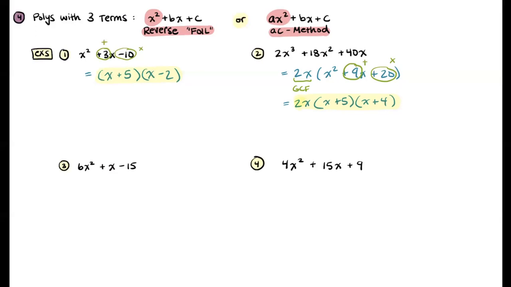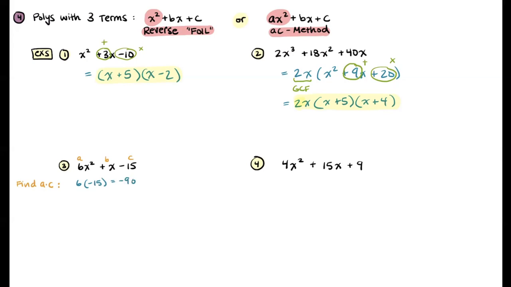So what is the AC method? I'm going to write the steps over on the side here. The first thing you want to do is find A times C. In this case, this is A, this is B, and this is C. Not the x squared or the x, just the numbers, the coefficients. So we have 6 and we have -15. That gives us -90.